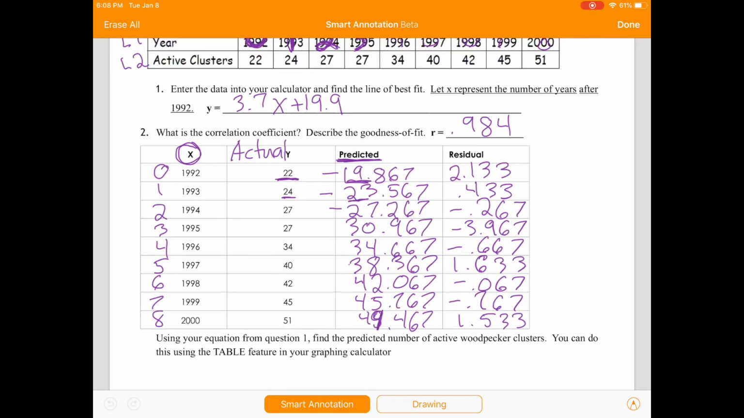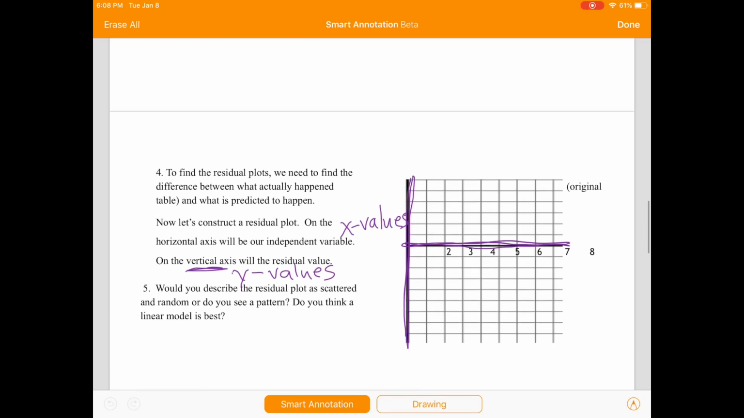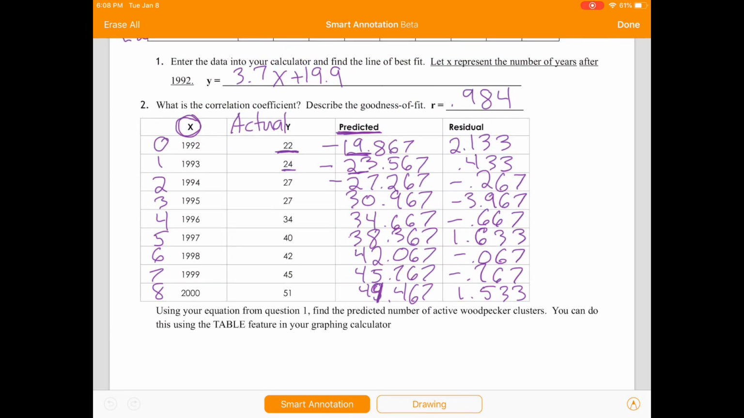So if we look at our table that we spent so long creating, it's going to make it easy for us to create our ordered pairs that we are supposed to graph. So we're looking at our x values and our residuals and creating our ordered pairs. So we have 0, 2.133. Then we have 1, 1.433, 2 and negative 0.267. And I'm just going to keep going down and hopefully I won't run out of room.